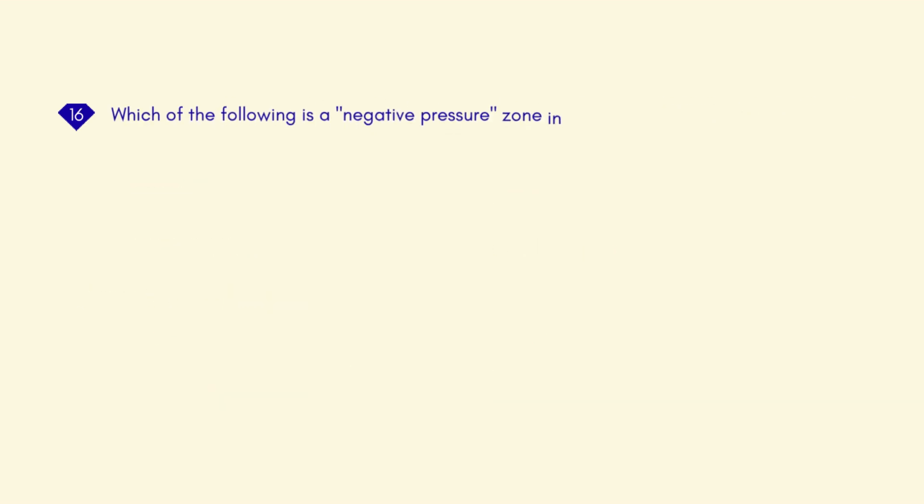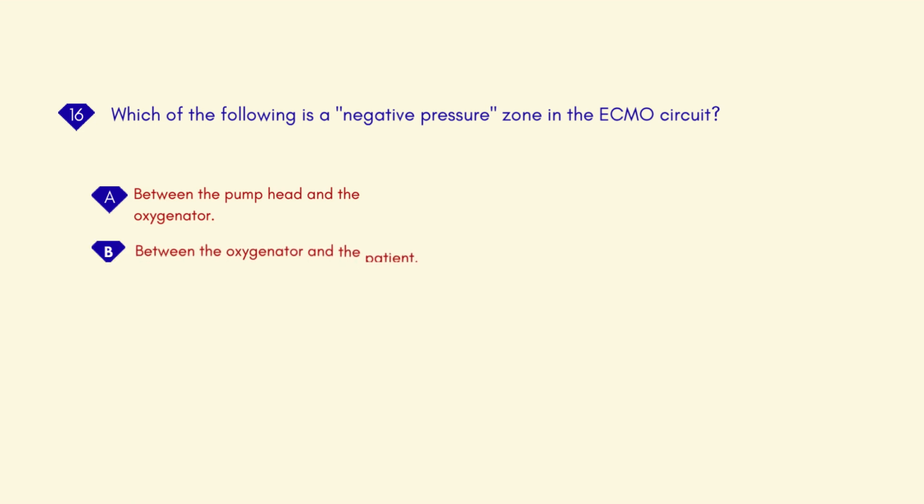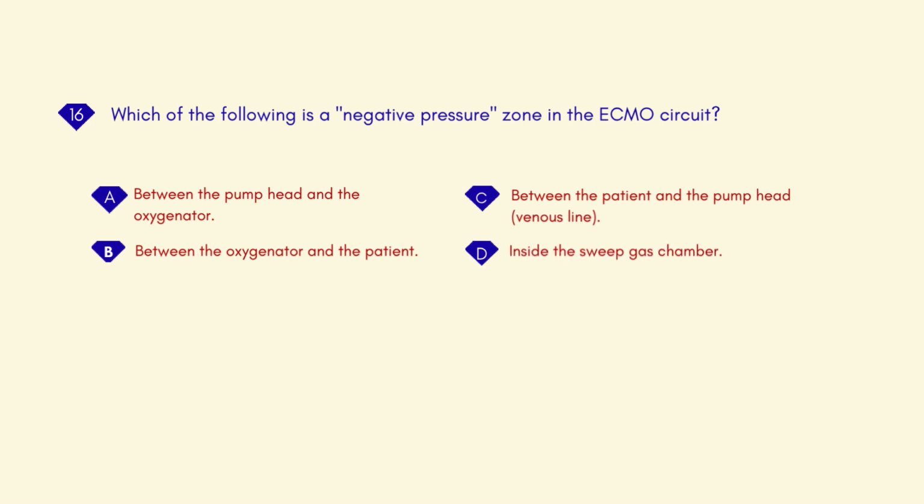Which of the following is a negative pressure zone in the ECMO circuit? A. Between the pump head and the oxygenator. B. Between the oxygenator and the patient. C. Between the patient and the pump head, venous line. D. Inside the sweep gas chamber. Answer: C. Between the patient and the pump head, venous line.